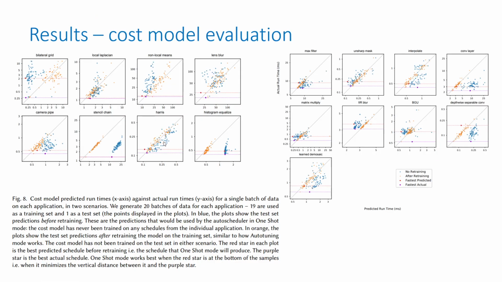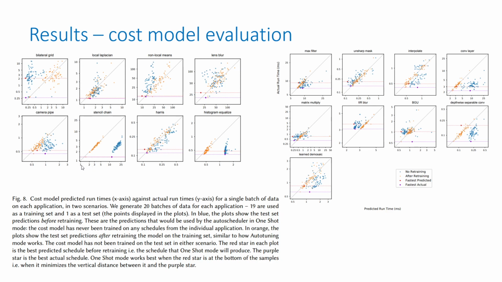In here we can see the precision of the predictions of the cost model. You have the blue one, which is without retraining, and then the orange one, which is after retraining. The fastest predicted is in red, and the fastest actual is in purple. So you can see that in some cases the retraining helps. For example, in this one, after retraining you get closer.